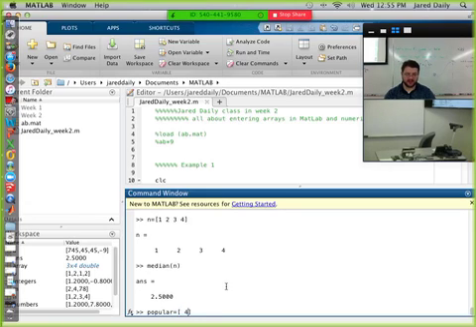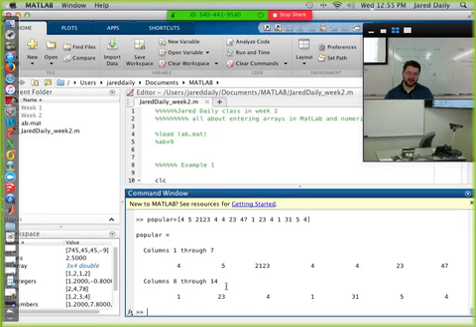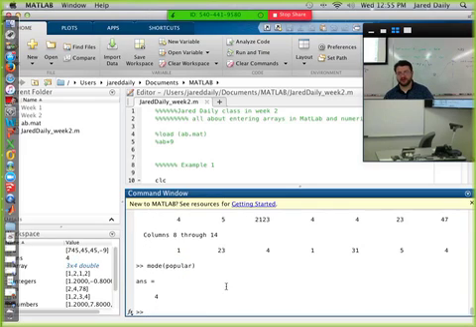Put in some random numbers. We got a bunch of random numbers in there. They're not entirely random, but it's an array that's pretty big. And I want to know the mode of this particular thing, which I call popular. All right, so what's the mode of popular?